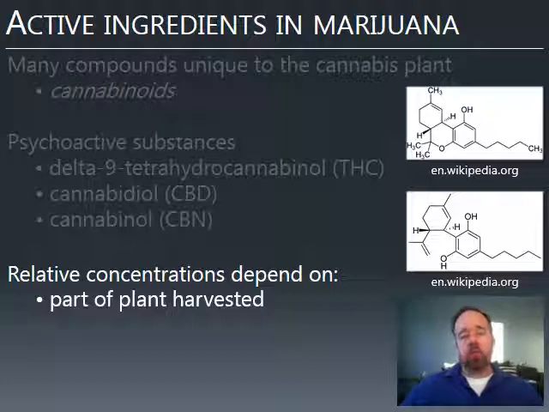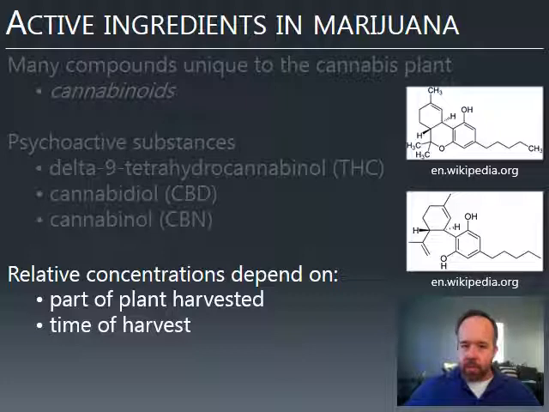THC is more common in the flowering parts of the marijuana plant, of cannabis. The leaves don't contain much, and the stems contain very little. The male flowering parts don't contain very much either. It's really the female flowering parts that contain the most THC. And people have figured this out. They've also figured out that the time of harvest matters.